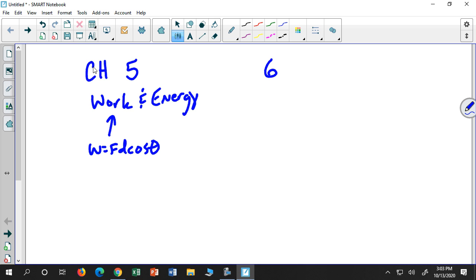There will also be some problems where you have to consider the work-energy theorem, that if I do work on an object, that changes the energy of the object. And then there will also be questions about the conservation of energy, where the initial energy is equal to the final energy. And then chapter 6 is all about momentum.